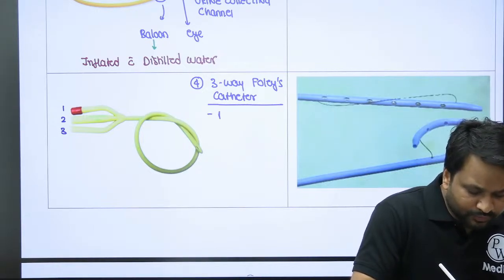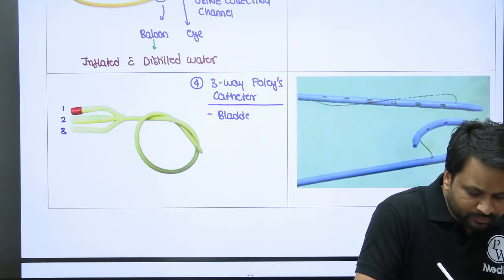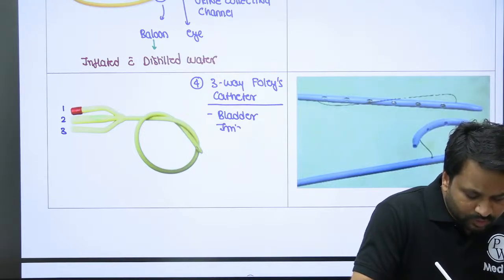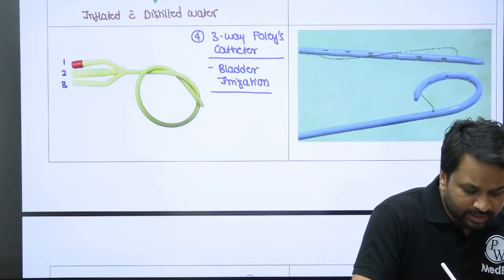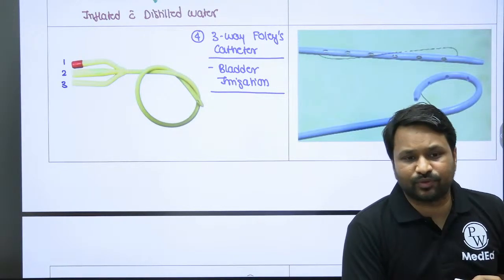It is used for bladder irrigation. So whenever you've done any bladder surgery and you don't want the clots to accumulate, for bladder irrigation, we'll be using a three-way Foley's catheter.